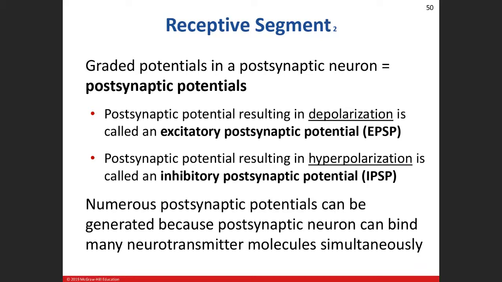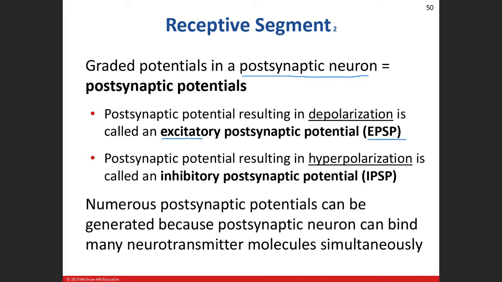Anyways, so that's what we're talking about when we're dealing with the graded potentials. We're going to be dealing with the postsynaptic neuron, so we give them a special name. We call those postsynaptic potentials. This is where you have to memorize this stuff. A postsynaptic potential that will depolarize the plasma membrane in the cell body is referred to as an excitatory postsynaptic potential, or I'll call it an EPSP.